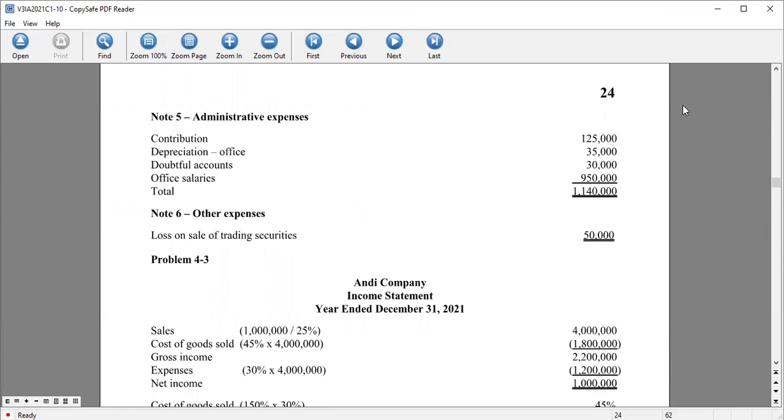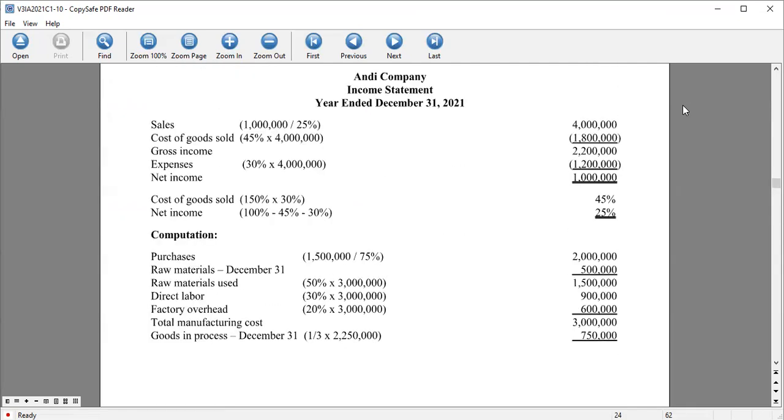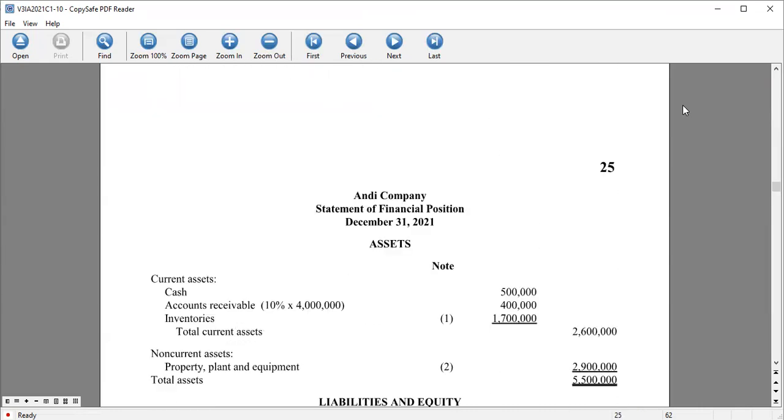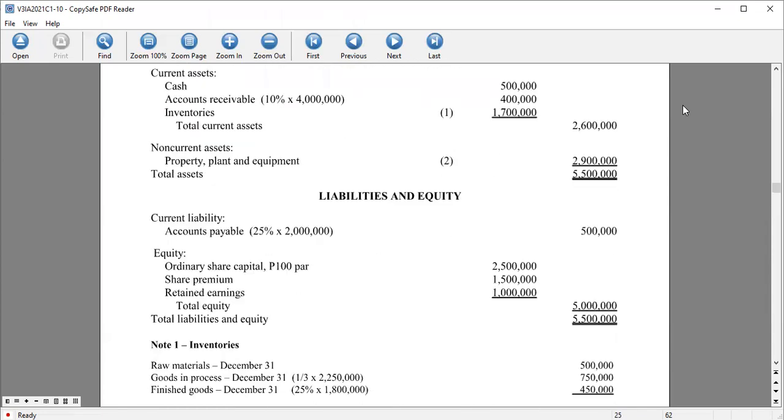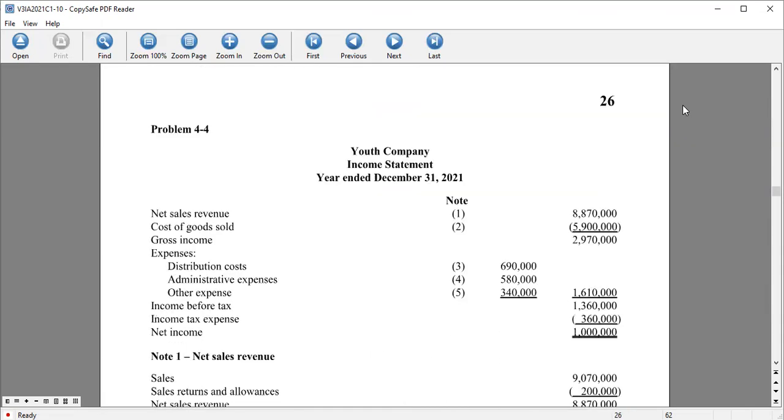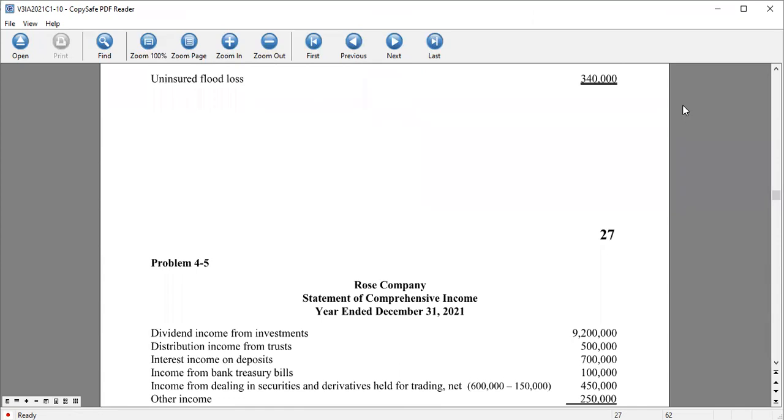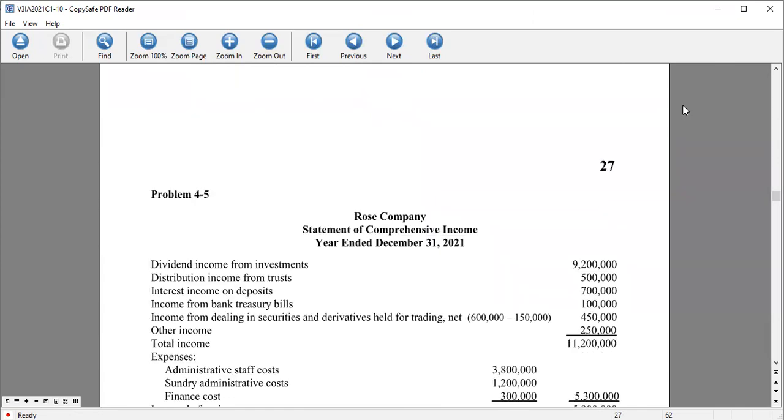We have for the 5, asking for a single statement of comprehensive income. Now take note that in 4-1 and 4-2, we have income statements. Now this time in 4-5, we have the statement of comprehensive income. So let's see the difference. We have to begin with dividend income from investments, distribution income from trust, interest income on deposits, income from bank treasury bills, income from dealing in securities and derivatives held for trading. And we have now your other income. Then total income of 11,200,000.